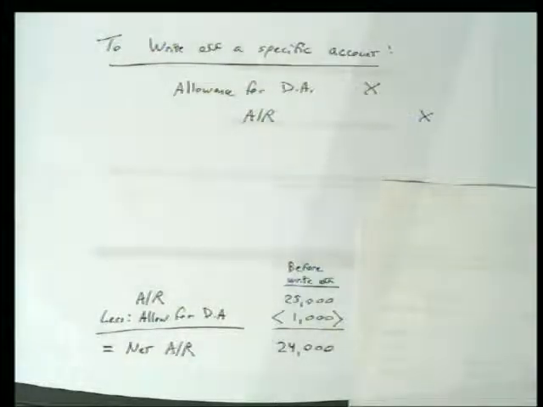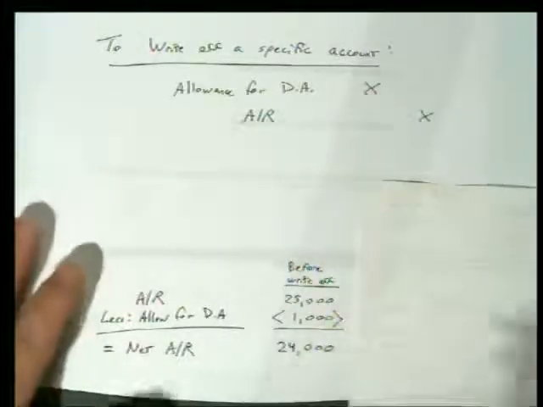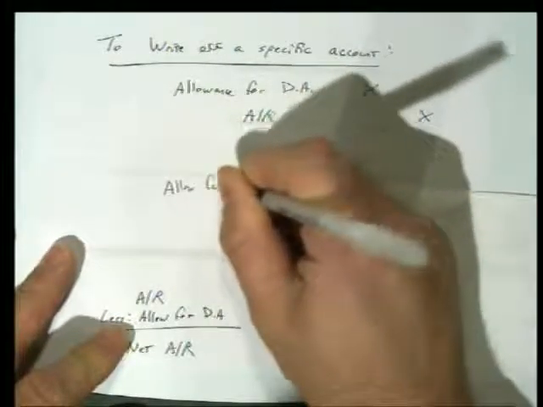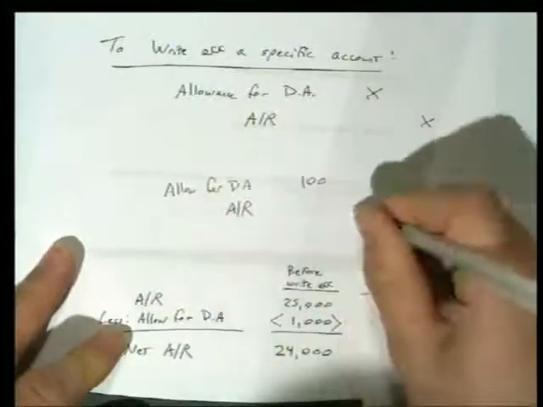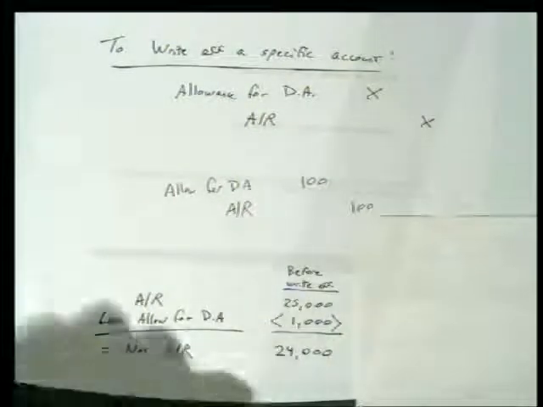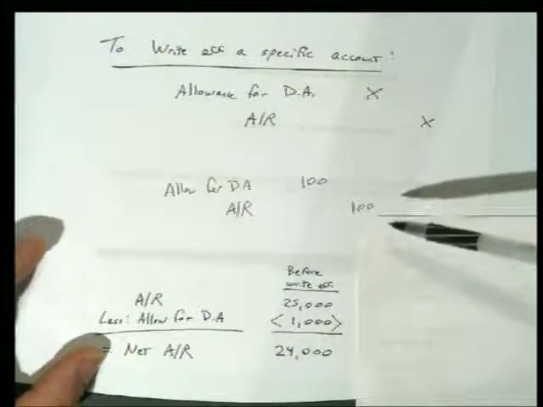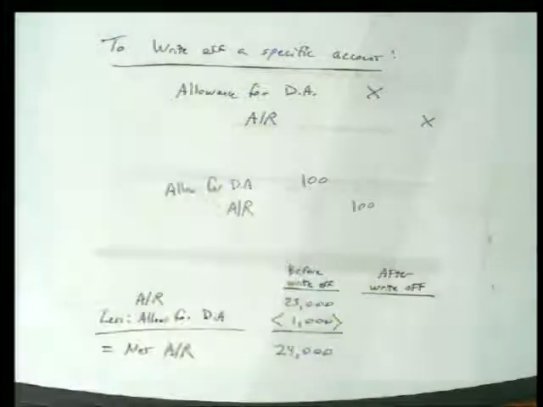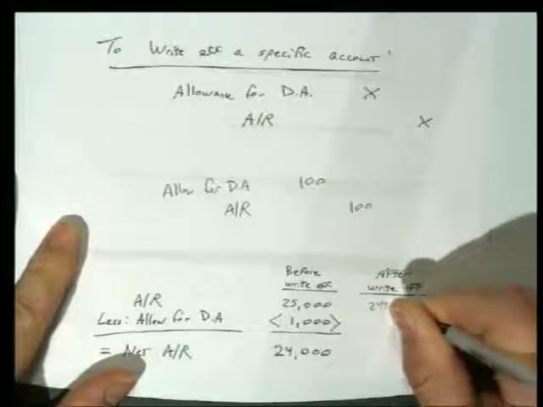Now, let's say that we wrote off a specific account. Let's say we wrote off an account for $100. Okay? So our entry there would be allowance for doubtful accounts, 100. AR, credit for 100. Okay? All right, so we would post this. Now, AR is getting credited, correct? So we are reducing it, is that right? So after the write-off, AR would be $24,900. Is that correct?